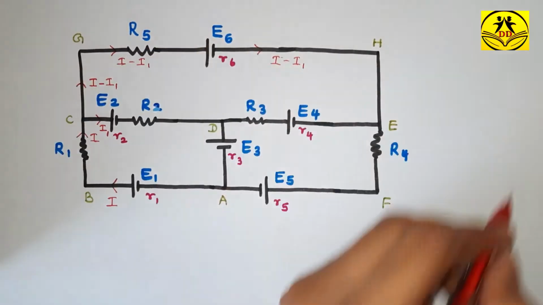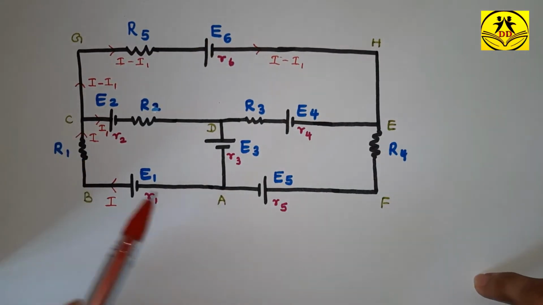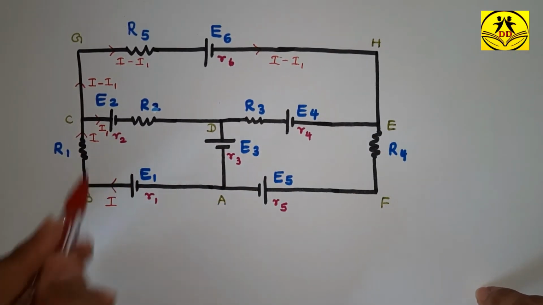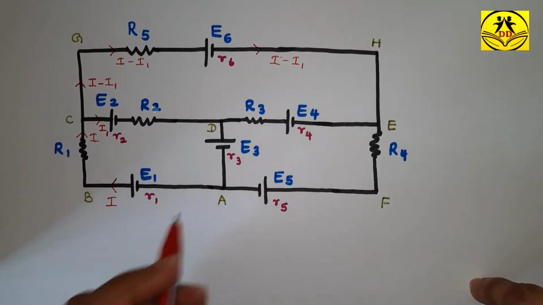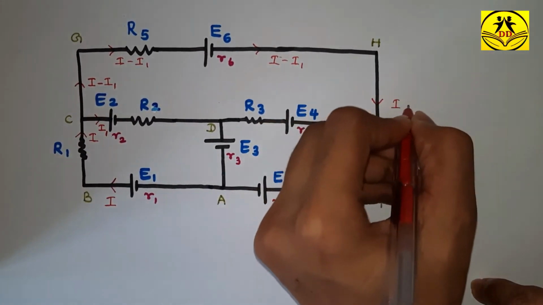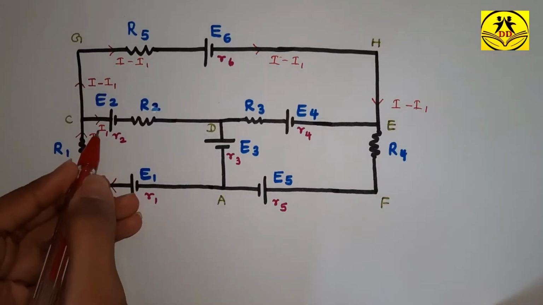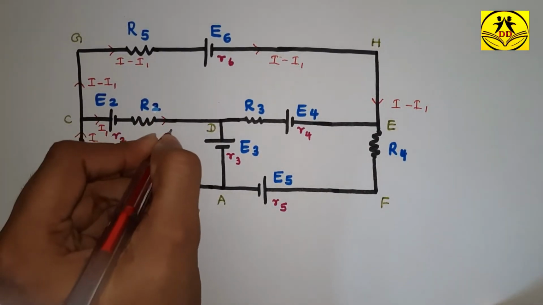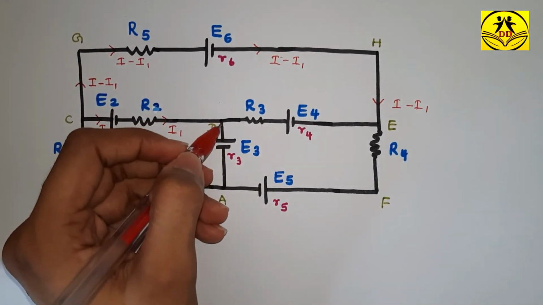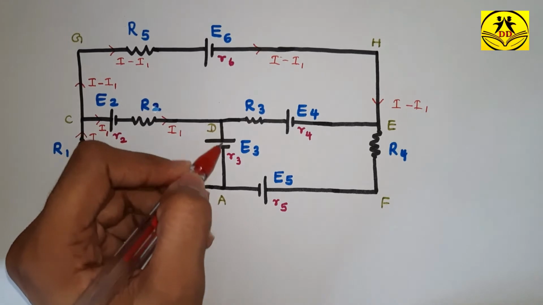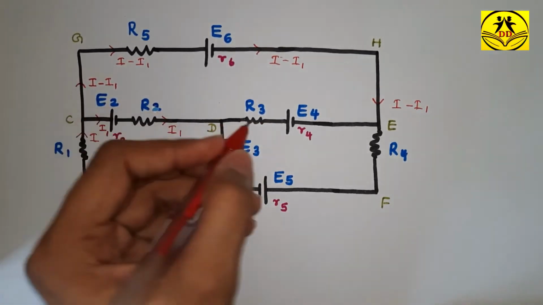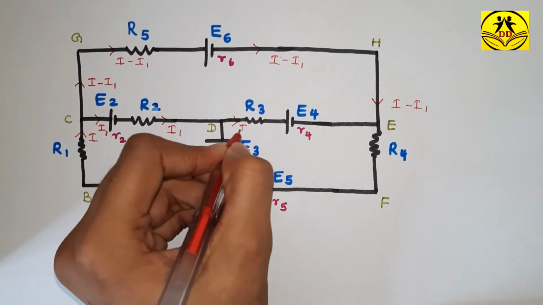So first of all, what you should do is mark the direction of the current starting from one cell. You can select any cell here since you don't know the value of the EMFs. So now this I1 moves through this and it reaches this node. Again that I1 gets divided into these two branches. How will it get divided? Let's assume I2 current flows through this.